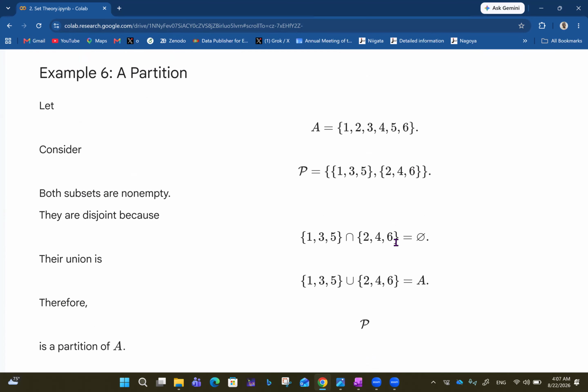Although they are disjoint because their intersection is empty, their union gives you back your A, which is 1, 2, 3, 4, 5, 6. Therefore, P is a partition of A. So this set P now is a partition of the original set A.